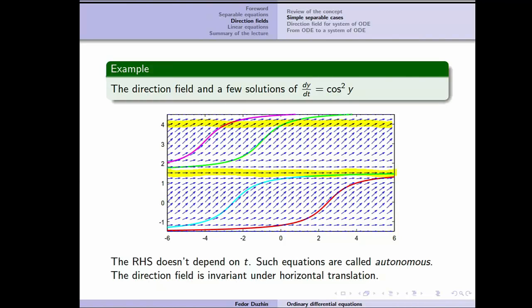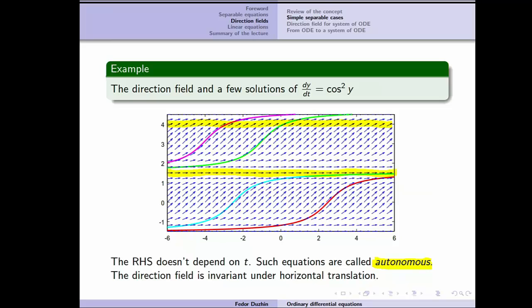So again, even if we don't know the original differential equation, from the vector field we can immediately see that the right-hand side does not have a t. It is only a function of y. Of course, it means that the equation is separable. These equations have a special name. They're called autonomous equations, when the right-hand side does not depend on t.